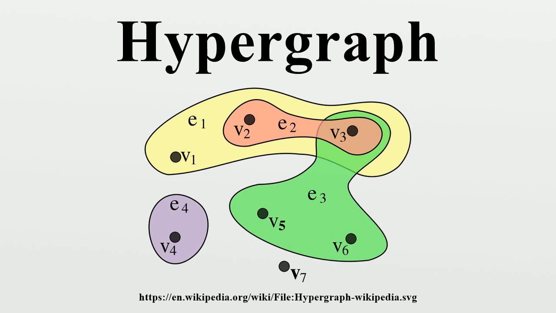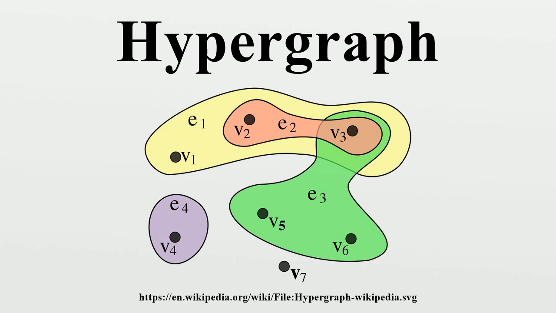In mathematics, a hypergraph is a generalization of a graph in which an edge can connect any number of vertices. Formally, a hypergraph is a pair (X, E) where X is a set of elements called nodes or vertices, and E is a set of non-empty subsets of X called hyperedges or edges. Therefore, E is a subset of P(X) where P(X) is the power set of X.